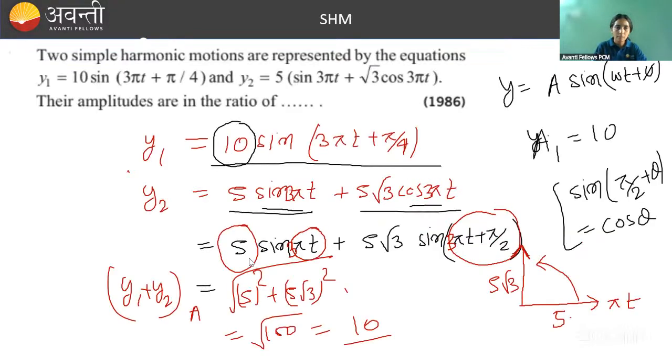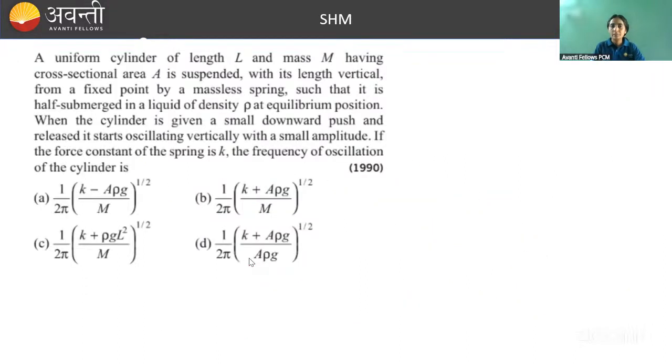Here I have written opposite, I think. Yes, this is the amplitude of y2, right? Sorry. So this way you can calculate it easily. Vectorially we can go and do things more easily, or make things easier. Now let's do this question.